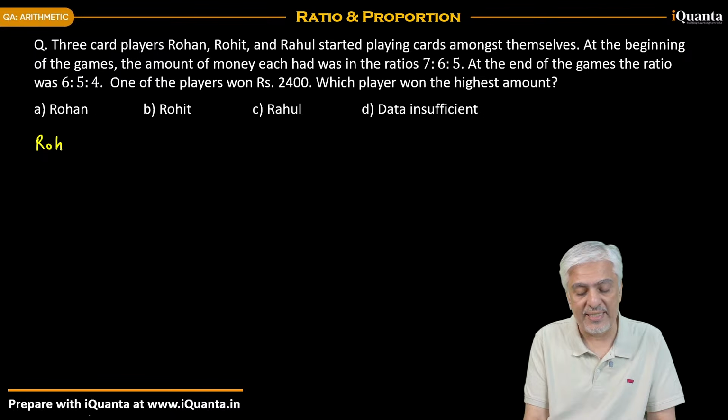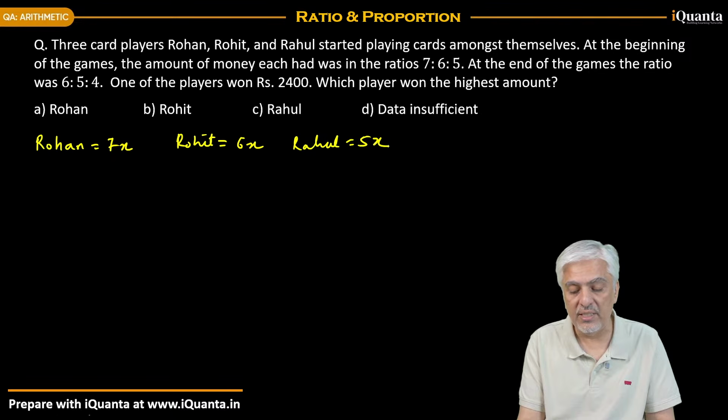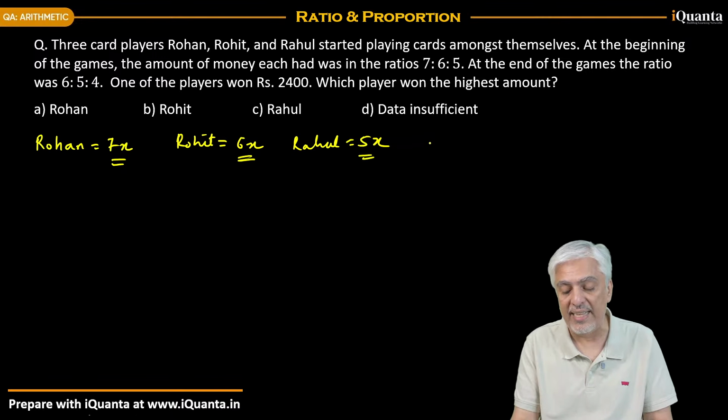Rohan started with 7x. Rohit started with 6x. And who is the third person? Rahul. Rahul started with 5x. So total they had 13, 13 plus 5, 18x. So total money was 18x.